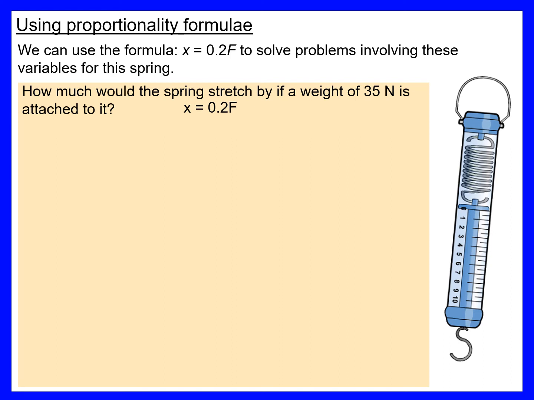So if we start with our formula, 35 newtons, then that's the letter F, so we're going to substitute F for 35. So X is 0.2 times 35, which means X would be 7 centimetres. So if we applied 35 newtons to the spring, it would stretch 7 centimetres. So we're just substituting into our appropriate formula that we found.